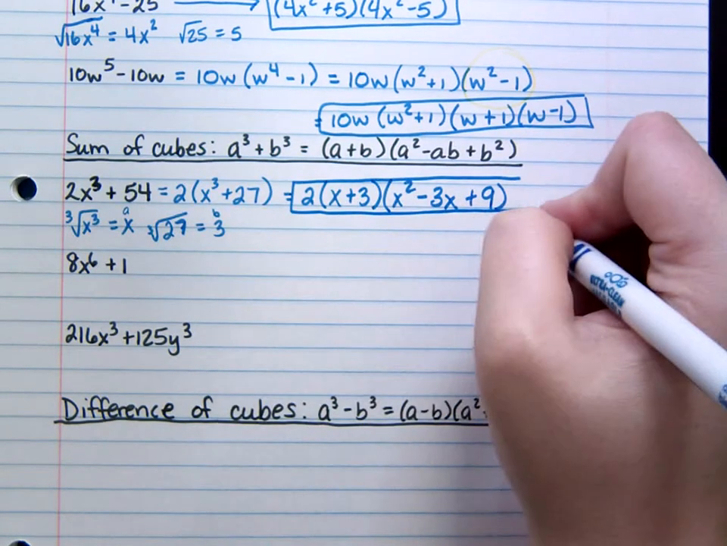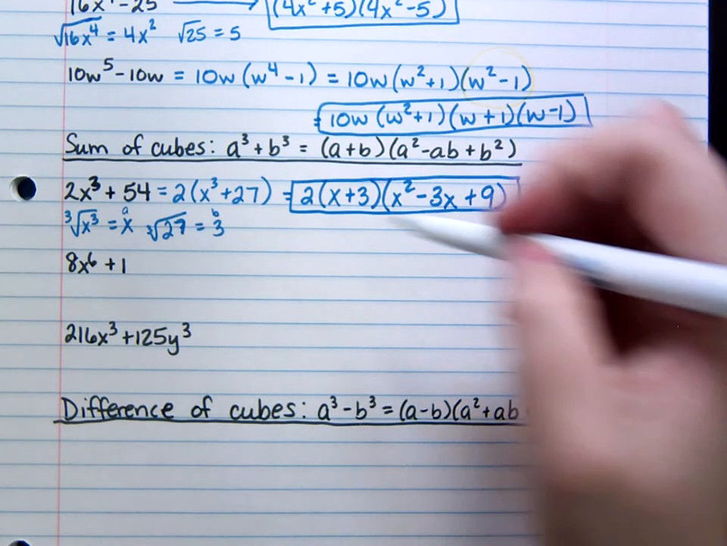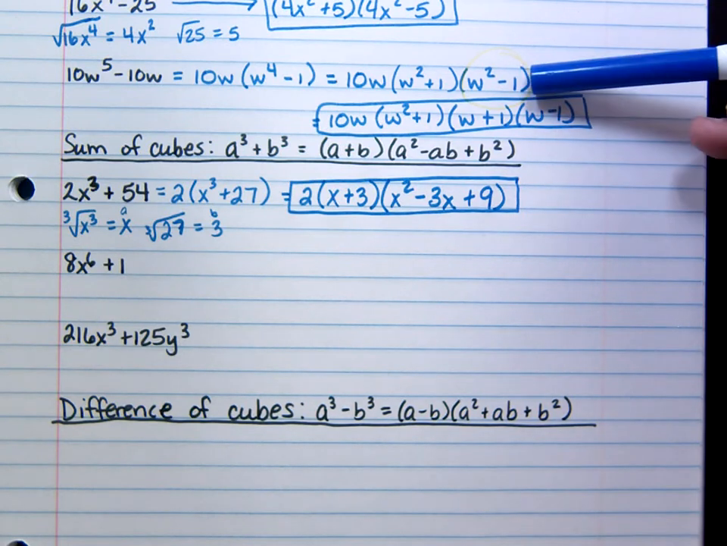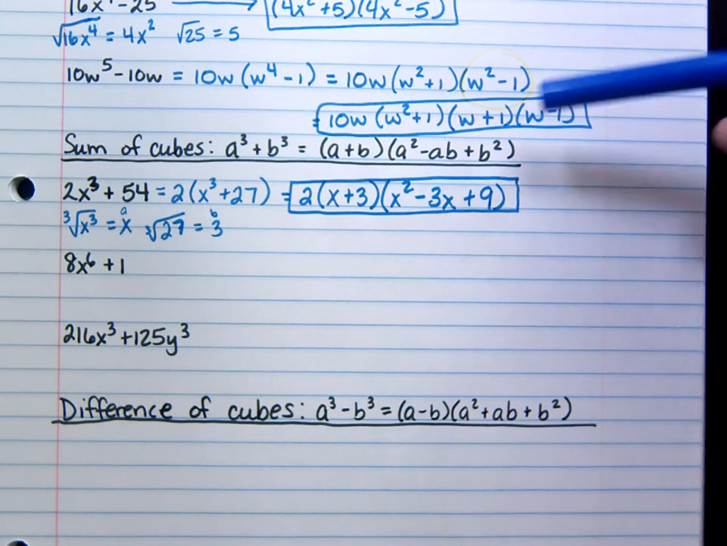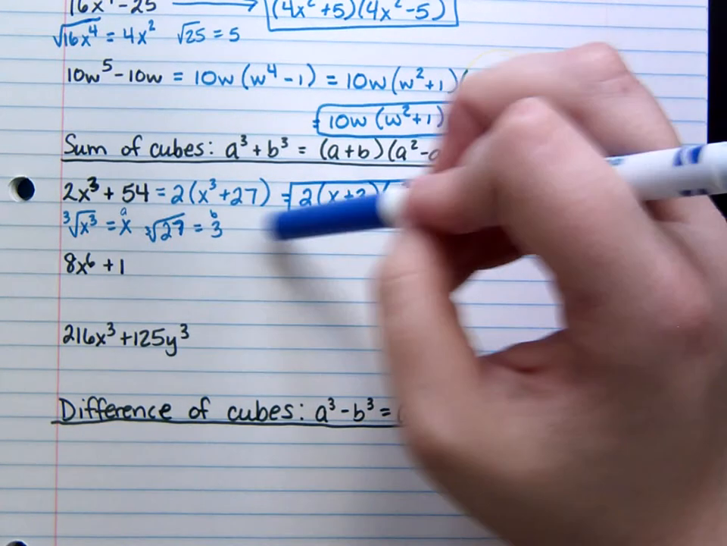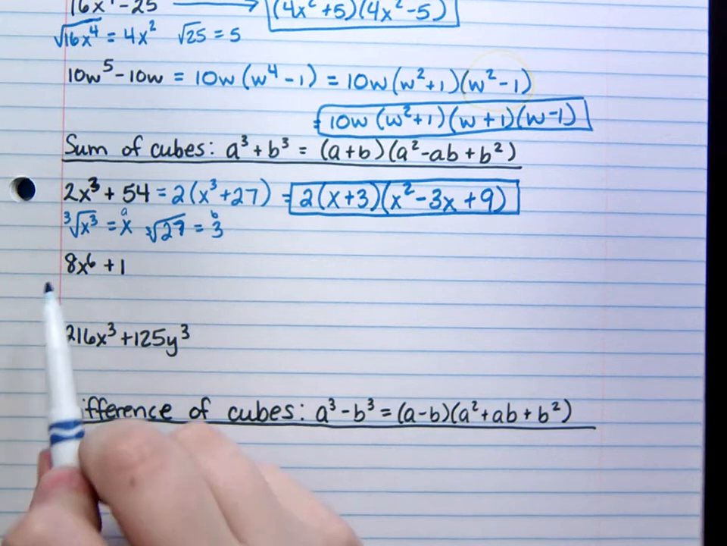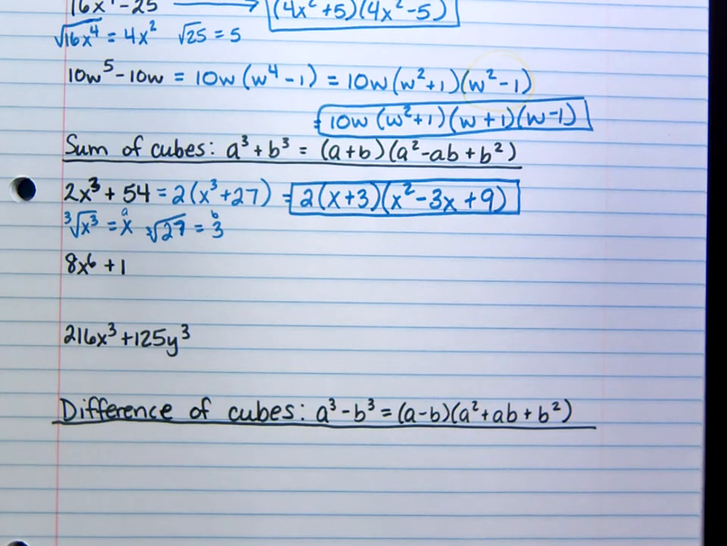And one good thing about the difference or sum of cubes is that once this is factored, you're not going to be able to factor further. So there's not going to be any issues like on this problem where you have to continue. Sum of cubes, factor it, you're done. This one, 8x to the 6th plus 1, these are sum of cubes without having to look for a GCF.